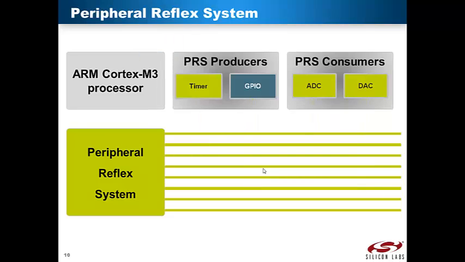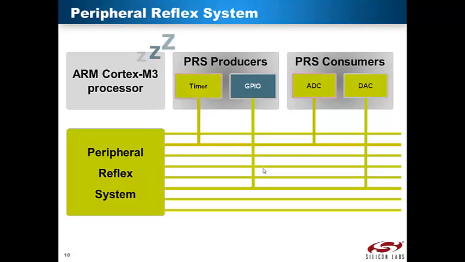Here, two typical examples of PRS usage are shown. As you see, a timer is configured as a producer on one of the PRS channels, while the A to D converter is a consumer on the same channel. The timer is generating PRS trigger signals with a fixed interval, so the A to D converter can sample at a given rate. On another PRS channel, a GPIO input pin is configured as a producer and the D to A converter as a consumer.